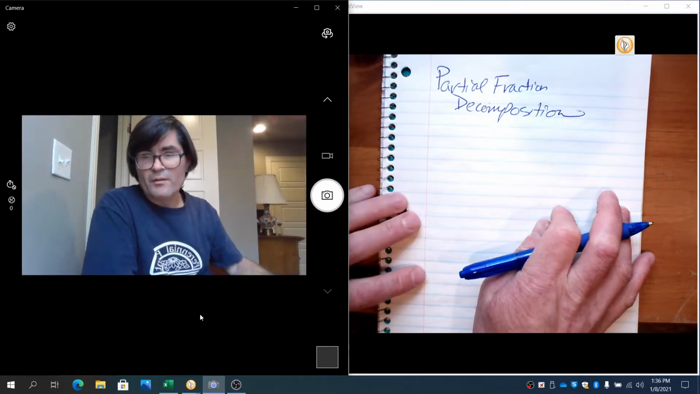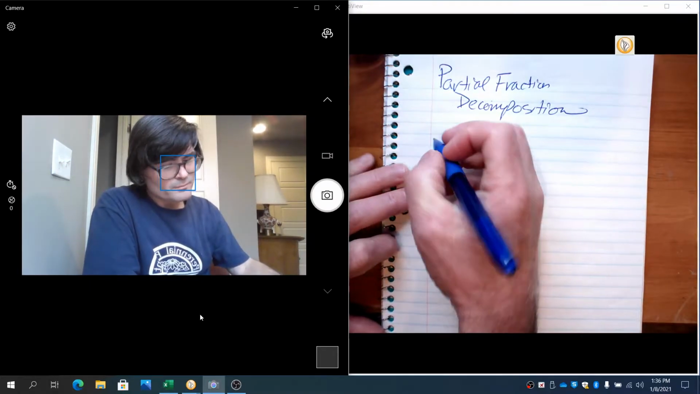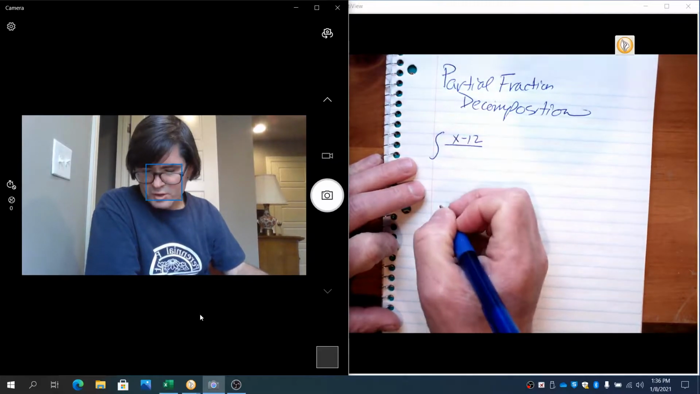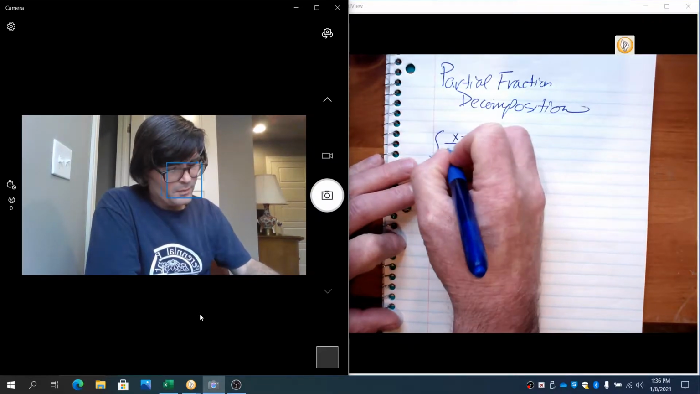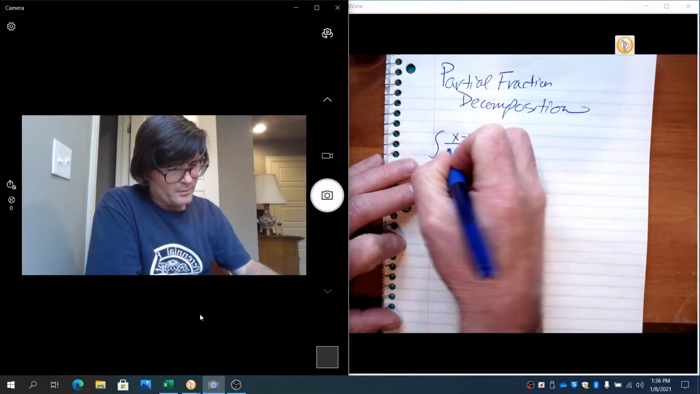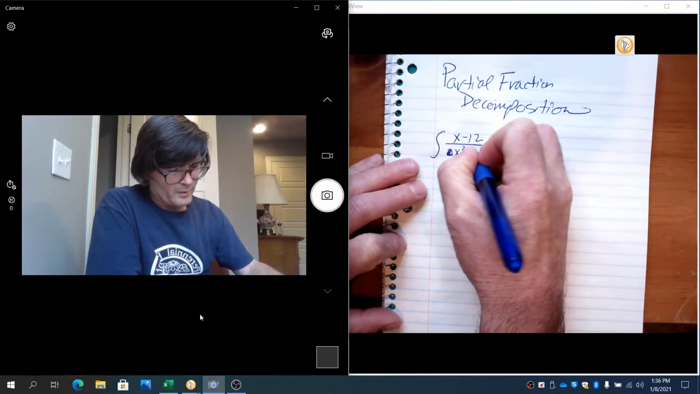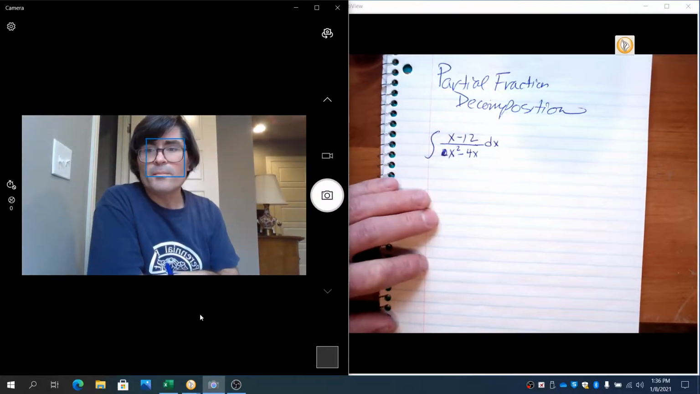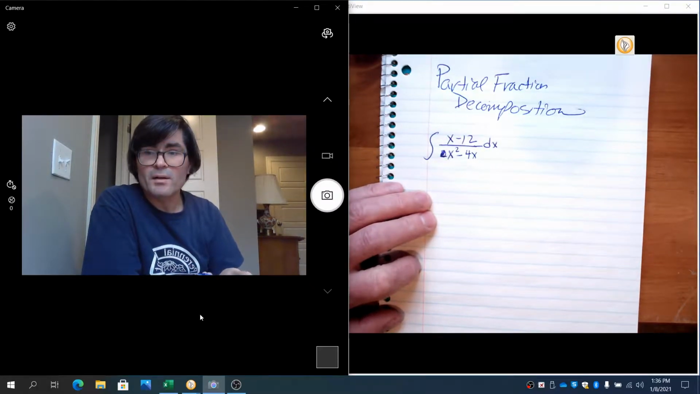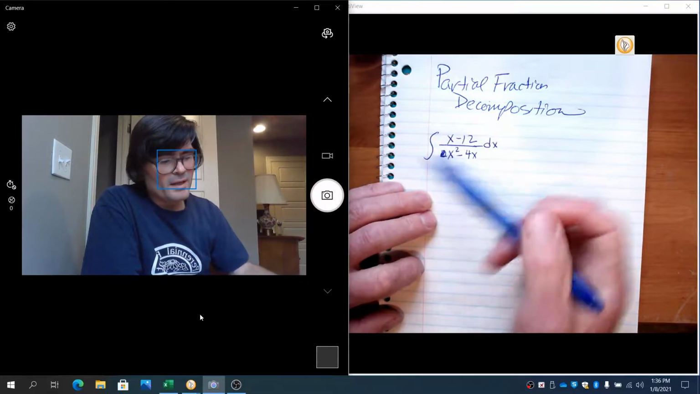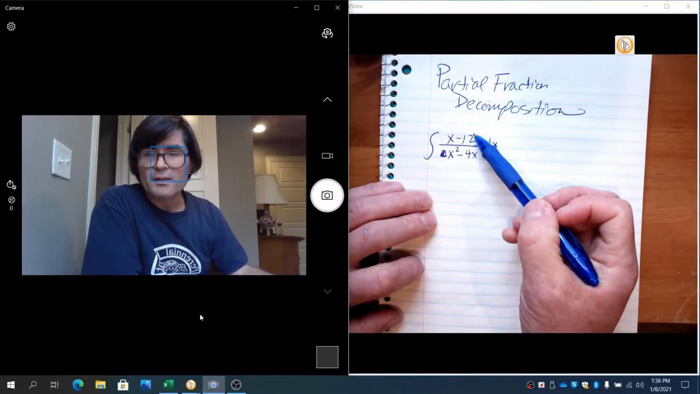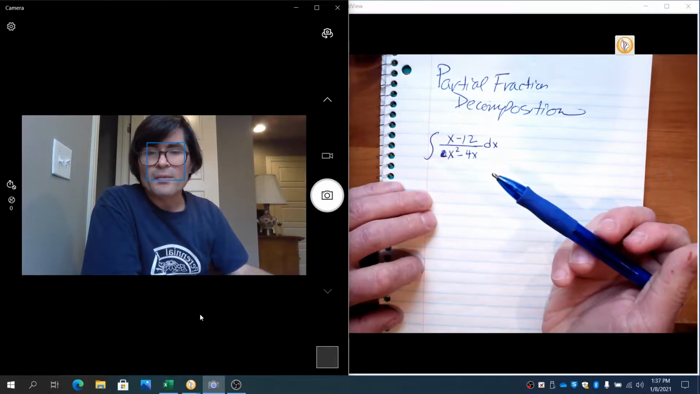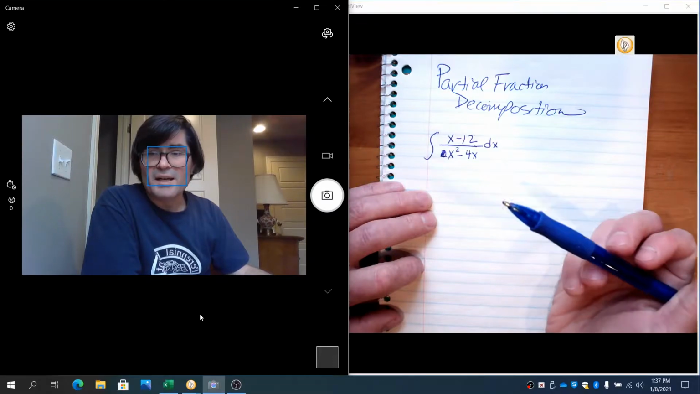I'm going to start out with just a very simple example. We're going to do the integral of x minus 12 over x squared minus 4x. So typically, a great way to start a question like this is to ask yourself, is the top of this fraction the derivative of the bottom? Because if it is, you have a natural log integral. And in this case, it's not.